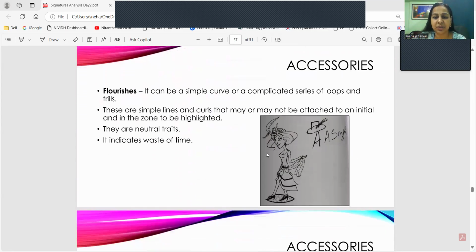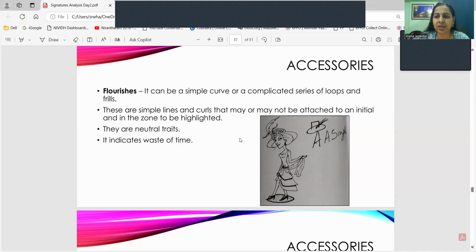So what does it actually mean? Now, flourishes can be a simple curve or a complicated series of loops and frills. These are simple lines and curls that may or may not be attached to an initial, and the zone may be highlighted as well. These are neutral traits, but it does indicate waste of time.